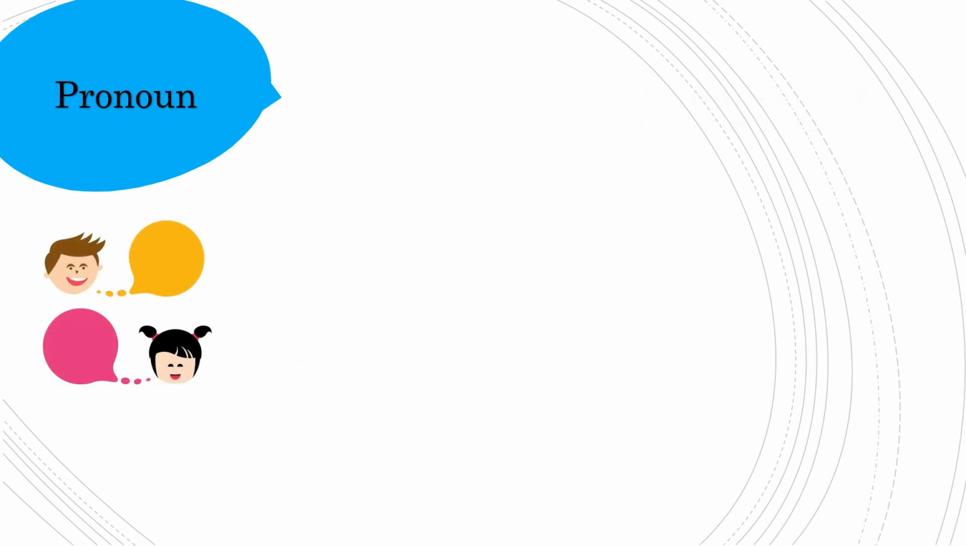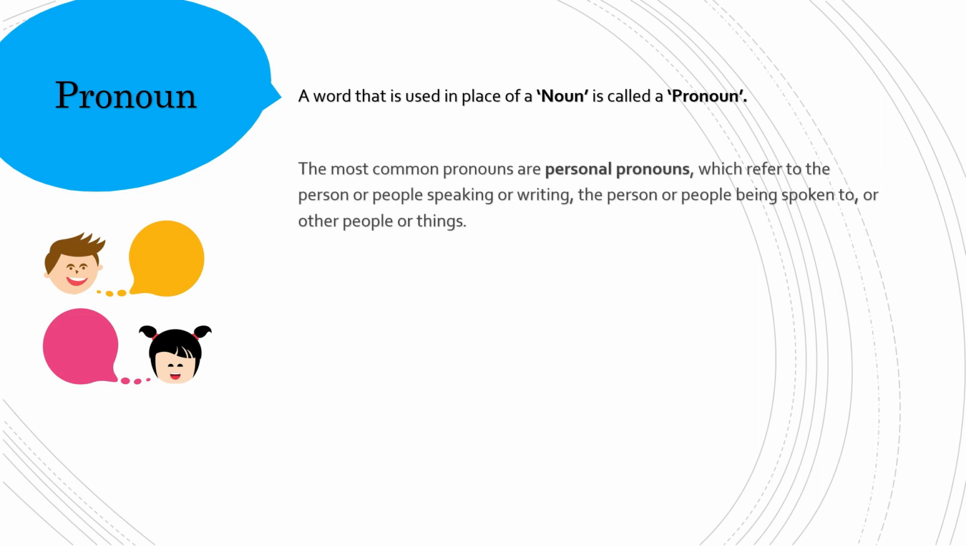Pronoun. A word that is used in place of a noun is called a pronoun. The most common pronouns are personal pronouns, which refer to the person or people speaking or writing, the person or people being spoken to, or other people or things. For example, he, she, it, him, her, we, they, them, etc.